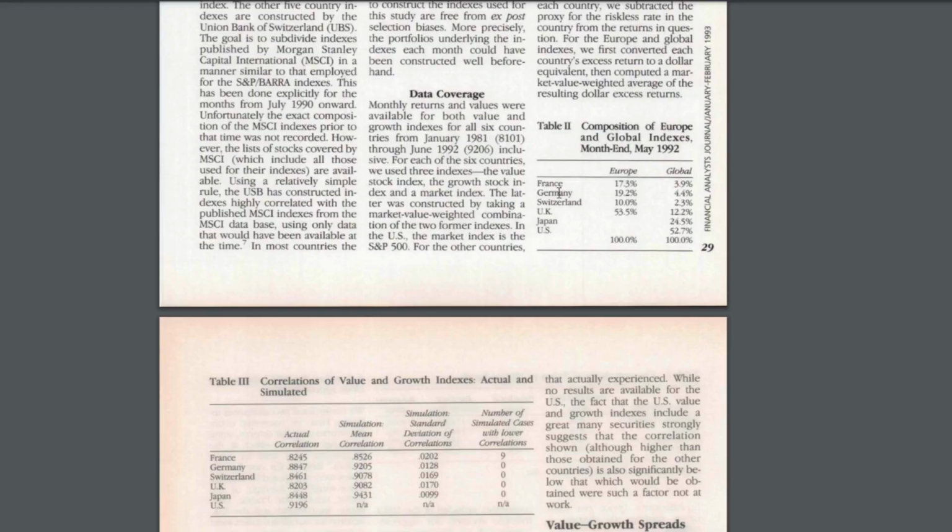So they took a whole bunch of stocks from France, Germany, Switzerland, UK, Japan, and the US. The US is weighted at 52%. The rest is split between those.